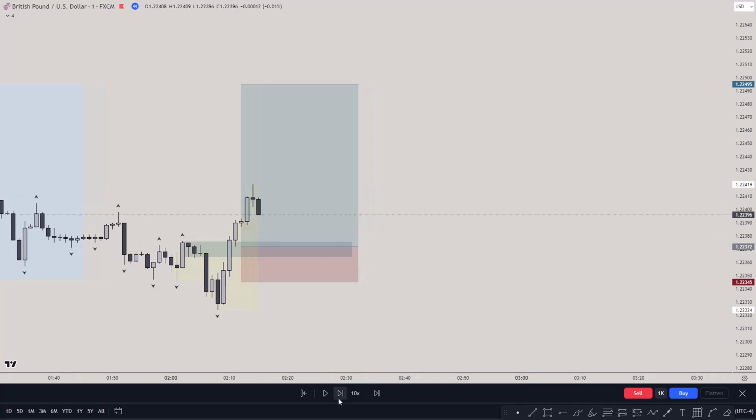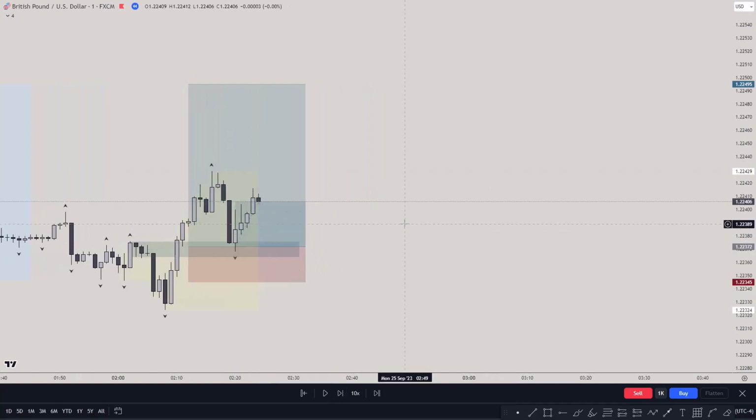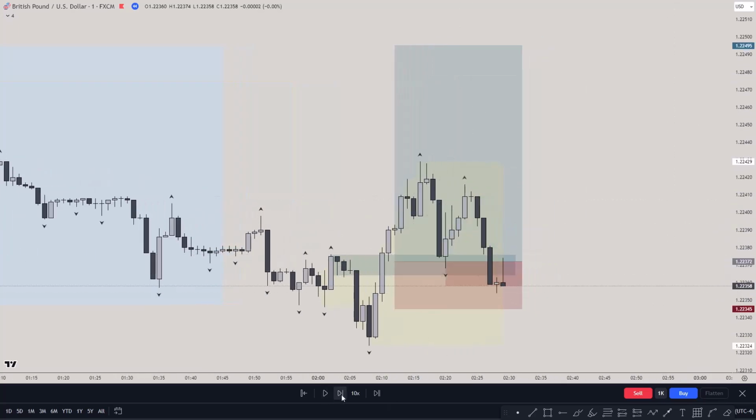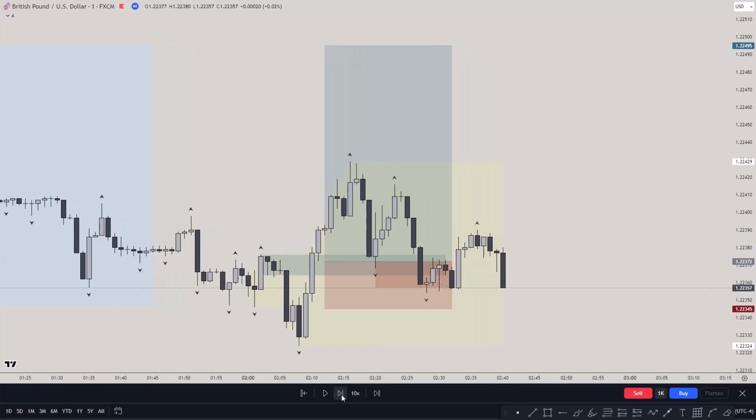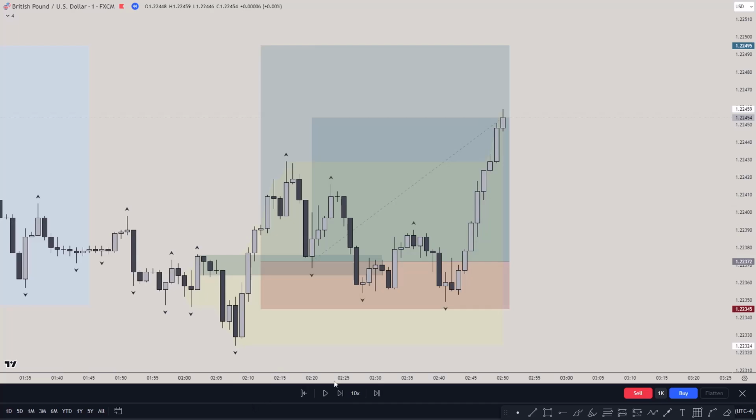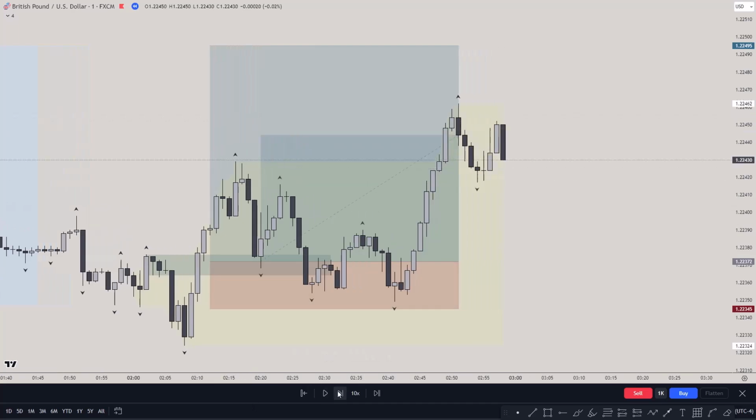Let's see, price goes up, come lower, and we get the entry. You see, no drawdown entry. Okay, now there's some drawdown. Price was very close to the stop loss, but now going up.